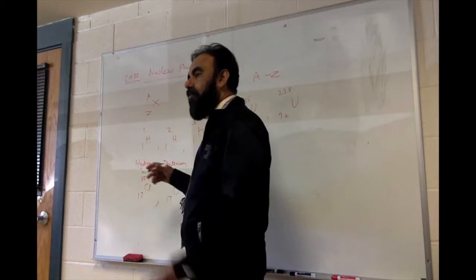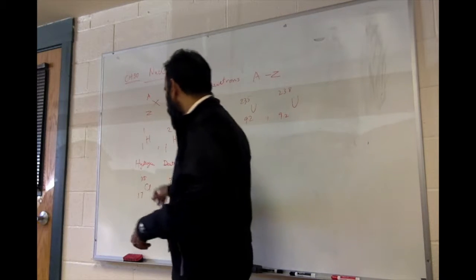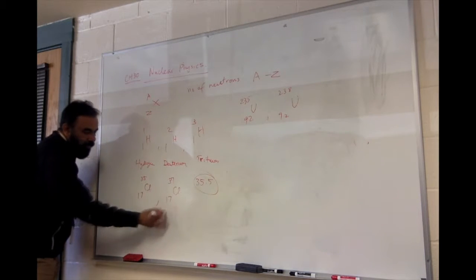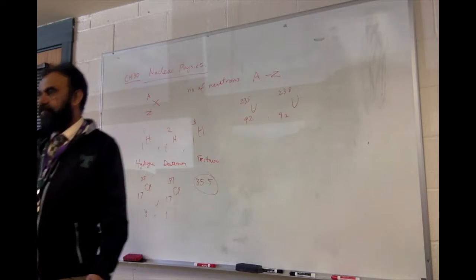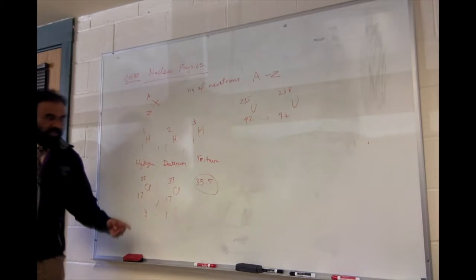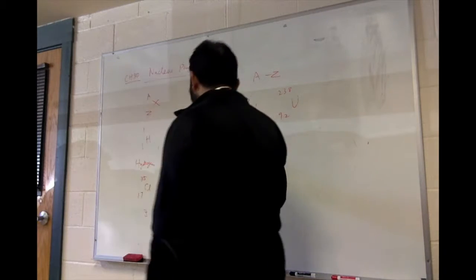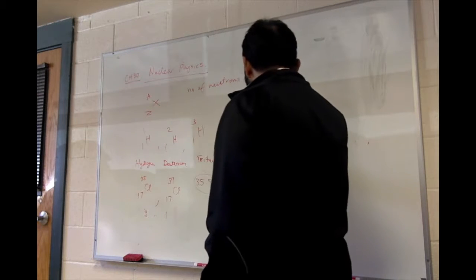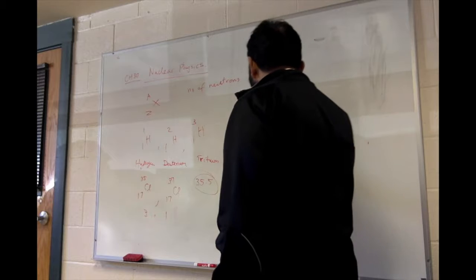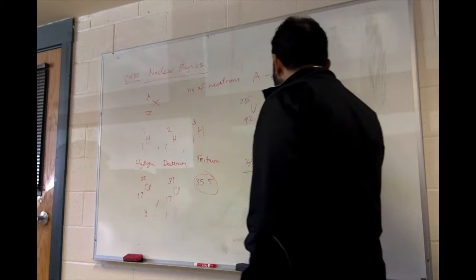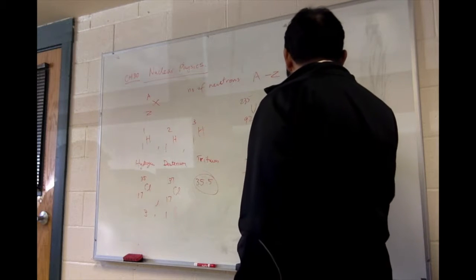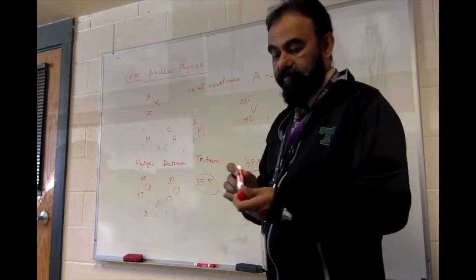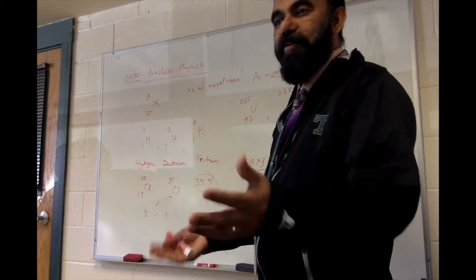Now this number is calculated using the ratio of abundance. So it's like chlorine, this one and this one appear in the ratio approximately 3:1. So since it appears approximately in the ratio 3:1, it is 35 times 3 plus 37 times 1, and the whole thing divided by 4 gives you 35.5. That's how they calculate the average atomic mass and nuclear mass.